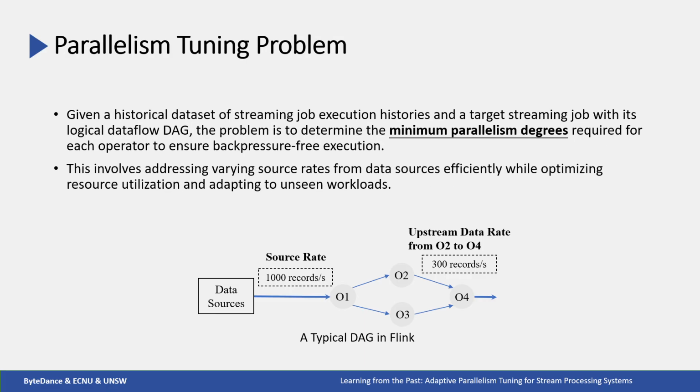This brings us to the central question that motivated our work. How can we tune the parallelism efficiently, balancing resource utilization and system performance while addressing these dynamic challenges? The problem can be formalized as: given a historical dataset of execution histories and a target streaming job with its DAG, we aim to determine the minimal parallelism degrees required for each operator to ensure backpressure-free execution.